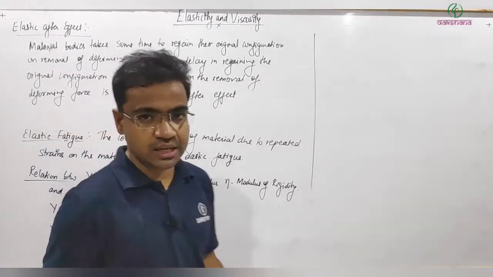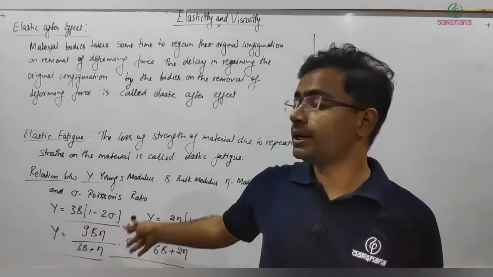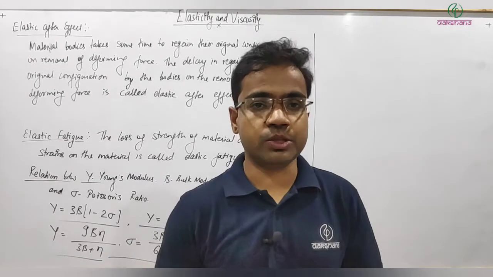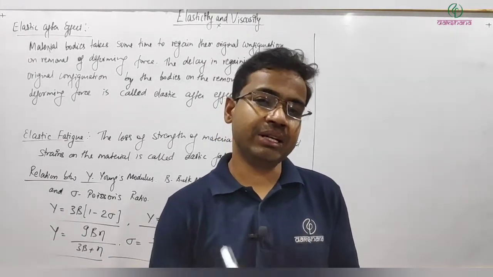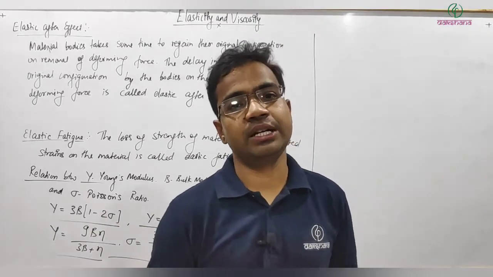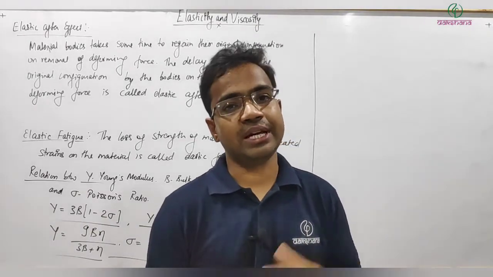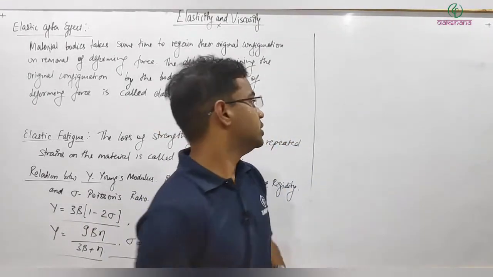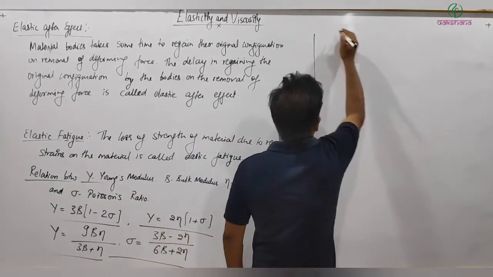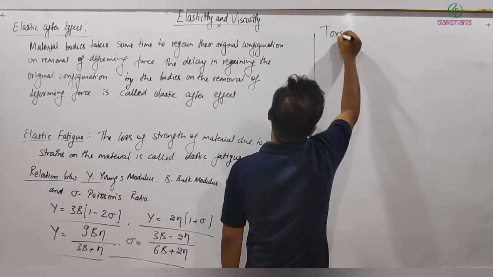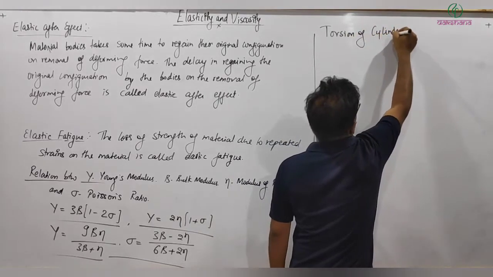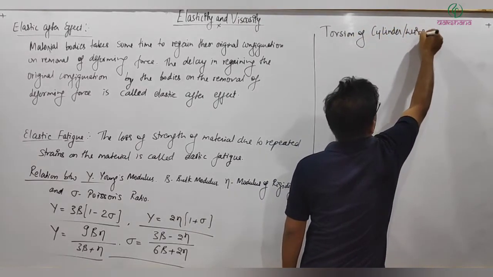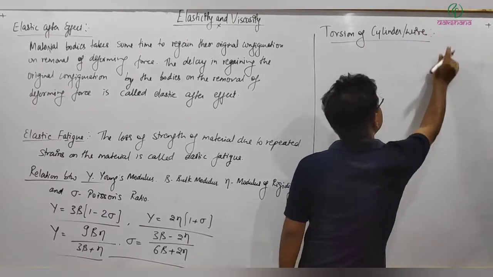So basically this is where the elasticity topics almost get over, but there are few things that are not exactly in the syllabus from the NTA side, but still they are important, and sometimes questions are asked based on them. So that is another small point, that is torsion of a cylinder or wire. What does it mean exactly? Let me tell you.